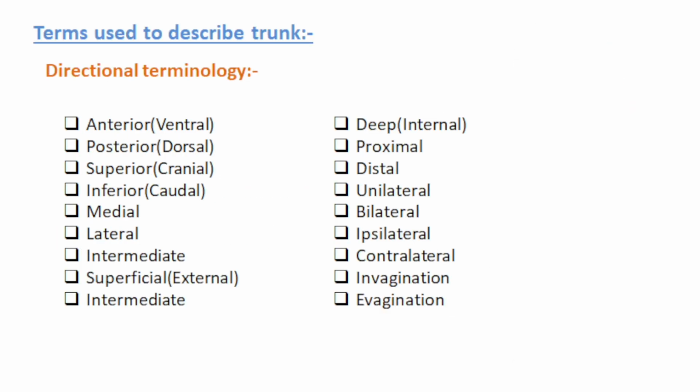Then there are terms used to describe the trunk or the human body. First, directional terminology. Anterior or ventral, posterior or dorsal, superior or cranial, inferior or caudal, medial, lateral, intermediate, superficial or external, deep or internal, proximal, distal, unilateral, bilateral, ipsilateral, contralateral, invagination, evagination.